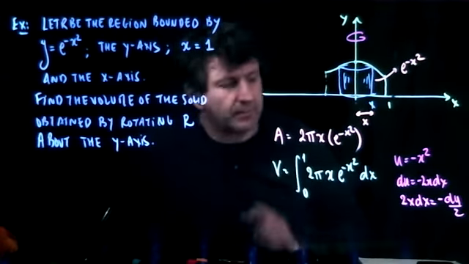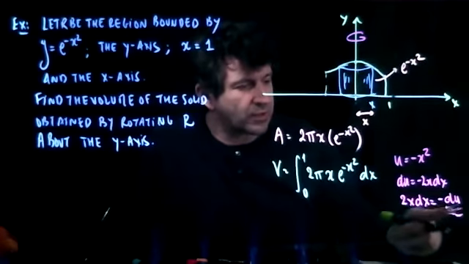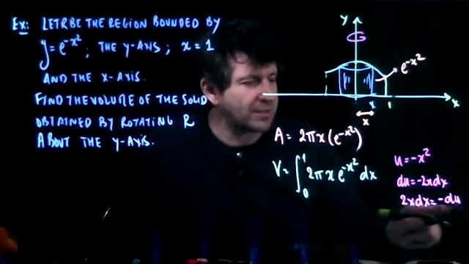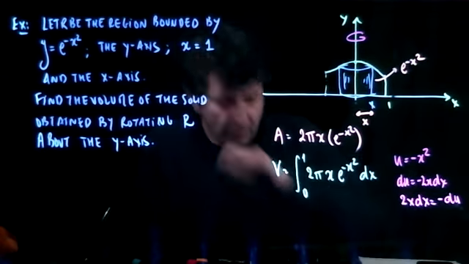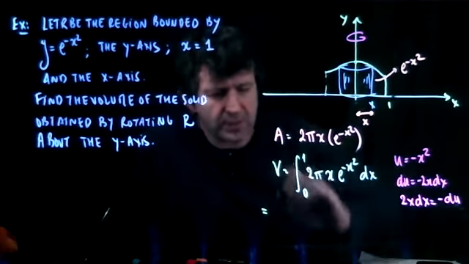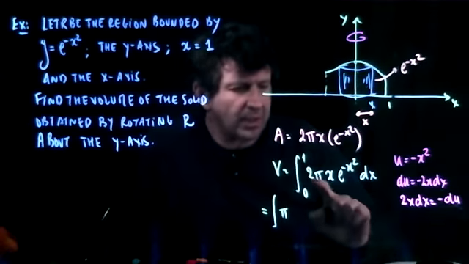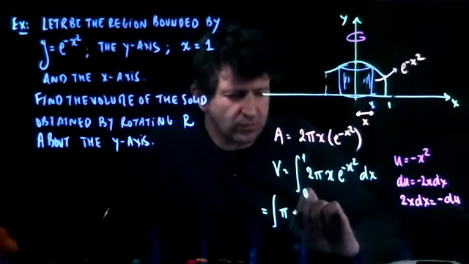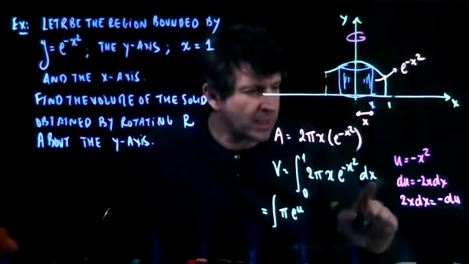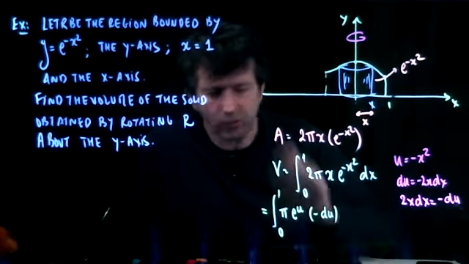2. Okay. So why is it over 2? No, you're right. There's no 2. No, no over 2. 100%. Thank you. I'm used to isolating x dx. You're right. Perfect. And so it will be the integral, so pi, so e to the u times 2x dx, sorry, which is negative du, from 0 to 1.